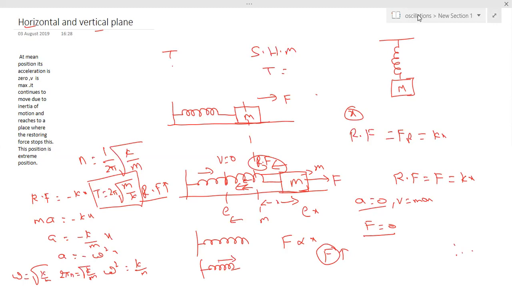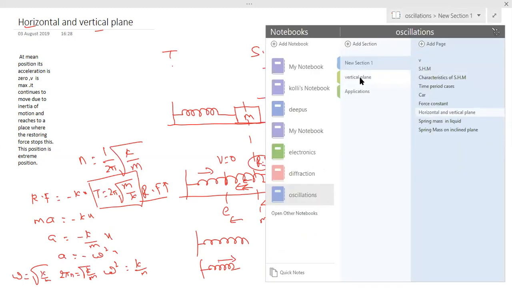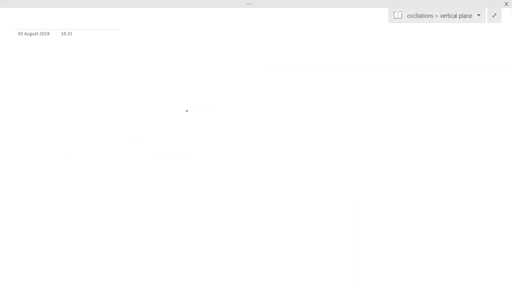Now let us see the case of this same spring mass system in the vertical plane. As I said, spring mass system means you have to assume a spring connected to a mass, capital M. This is the spring mass system, and now it is in the vertical plane. The point you have to remember is, let me take this spring like this. Initially my spring is like this.